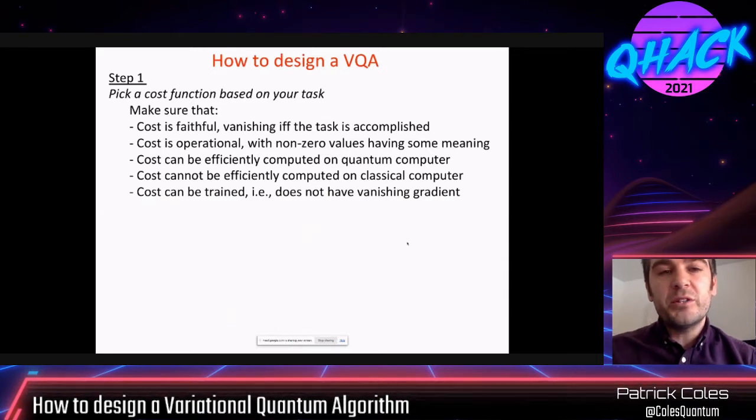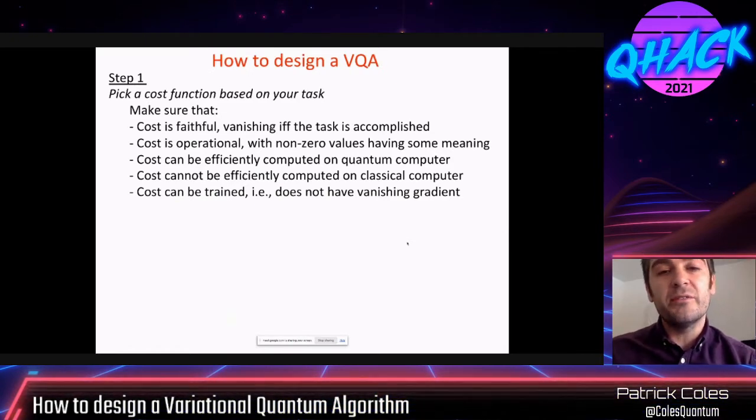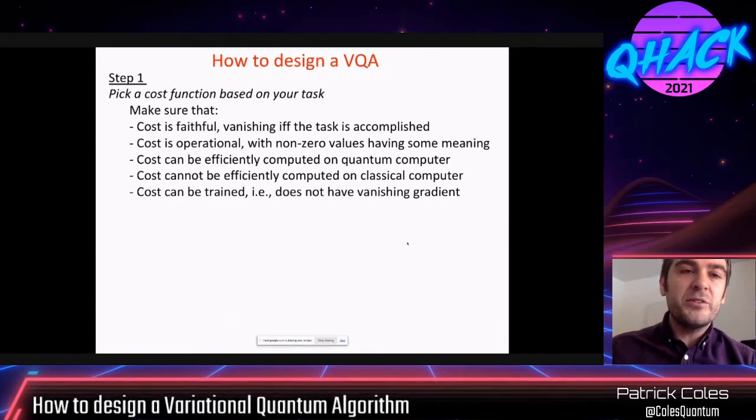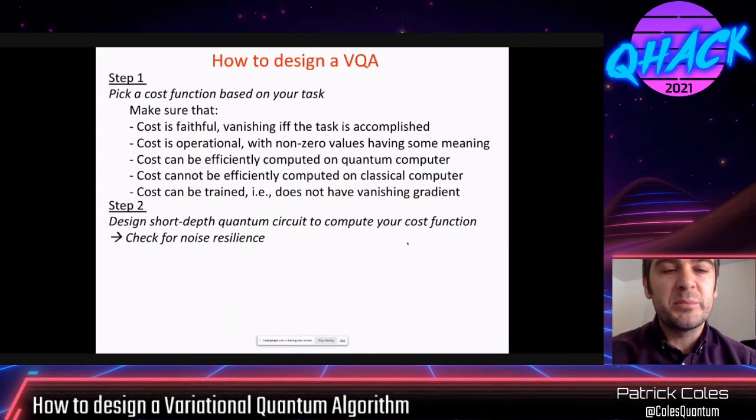And then finally, you want your cost to be trainable. You want to make sure that it doesn't have a vanishing gradient. It turns out there are certain cost functions that do have these vanishing gradients and others that don't. And I'll get to that later. After you have your cost function, you then want to formulate a short depth quantum circuit to compute your cost function. And as I'll get to later, you can check whether your quantum circuit exhibits something that we call noise resilience.